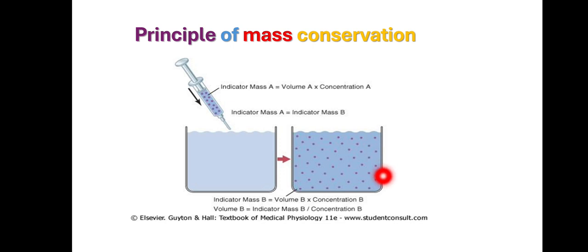Concentration B is that now that we have mixed the dye in the volume that is in here, we can calculate the final concentration. In a simpler way, if we know the mass of a dye, and we know the concentration at the end, we can calculate the volume of that particular fluid that we injected this particular dye into. Yes, it is as simple as that.